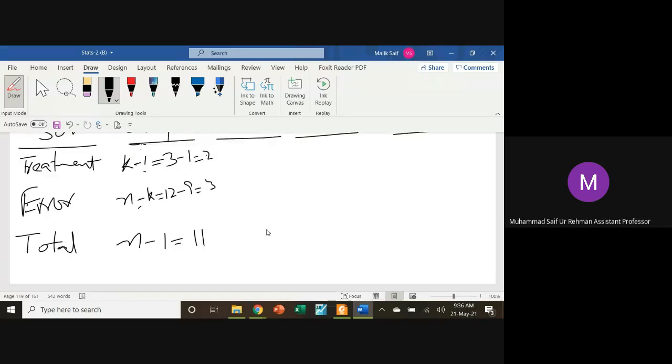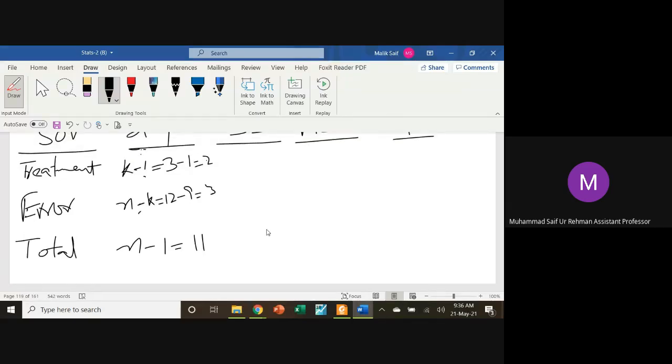Sorry, this is 3, no, sorry, this is the number of treatments. Number of treatments are 3, so 12 minus 3 is equal to 9. Now you can see 2 plus 9 is equal to 11. Or if you write down the degree of freedom for treatments, and you know N minus 1 is the degree of freedom in case of total observations, 11 minus 2 is equal to 9. So you can add these two to have this, or you can subtract 2 from 11 to have 9.